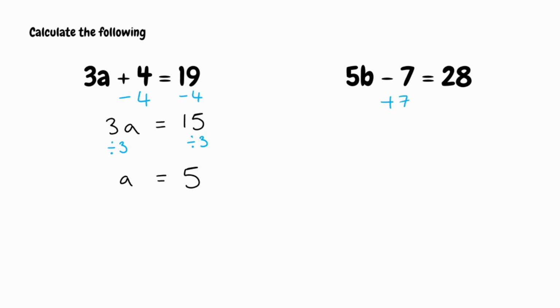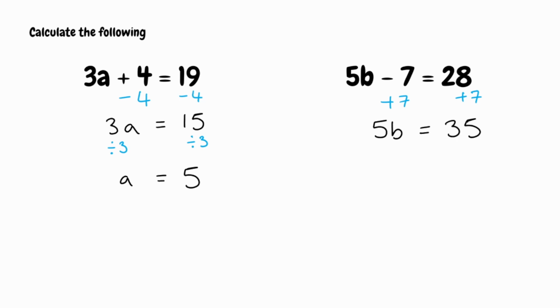So I'm going to add 7 to the left, which means I'm also going to add 7 to the right. So those 7's have cancelled, so on the left-hand side we've now got 5b is equal to, and then on the right-hand side, if we do 28 plus 7, that's going to give us 35.